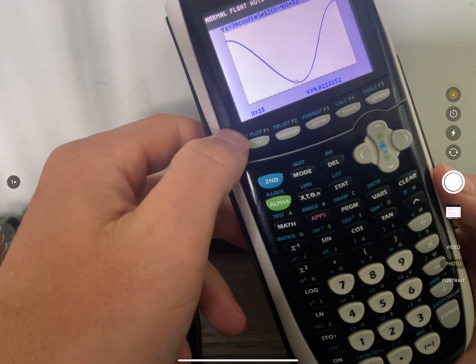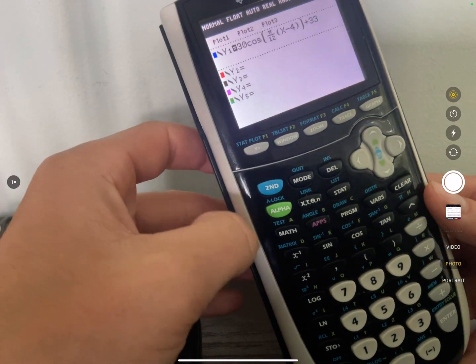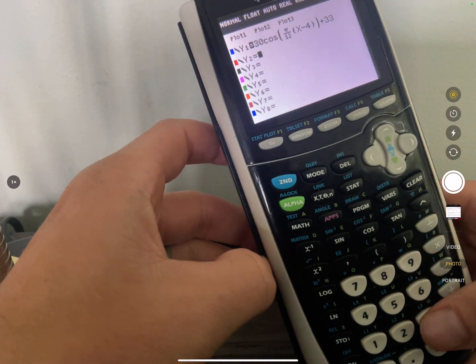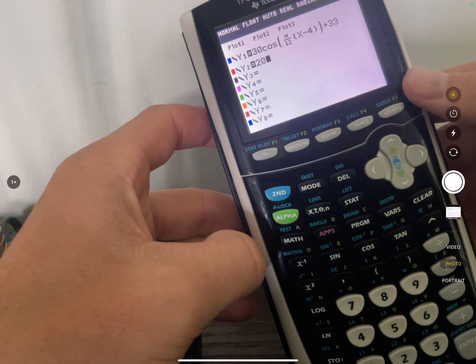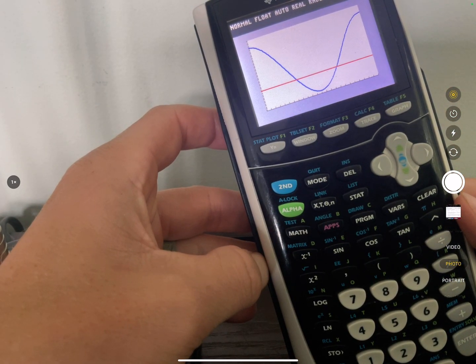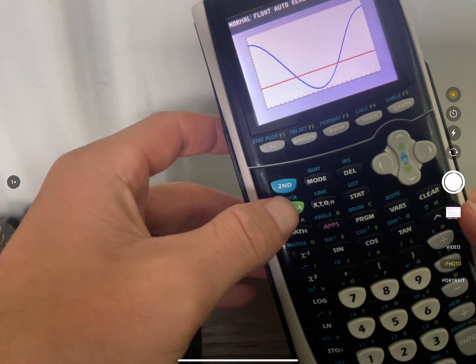Easy. Now, given a y value to find x, it's a little bit tougher. We actually have to graph. So we're looking at 20 feet above the ground. So I'm going to graph y equals 20. Right, so again, I visually see my answers. So there they are. And our calculator can tell us what they are.